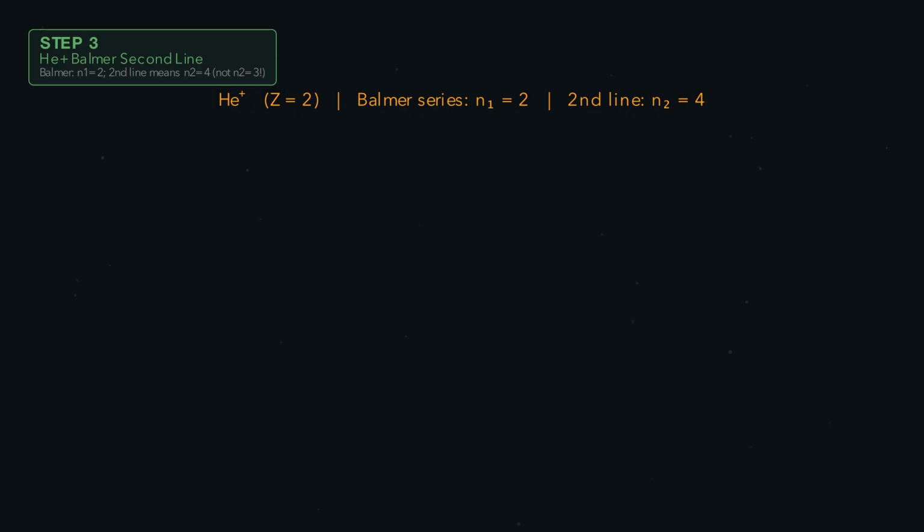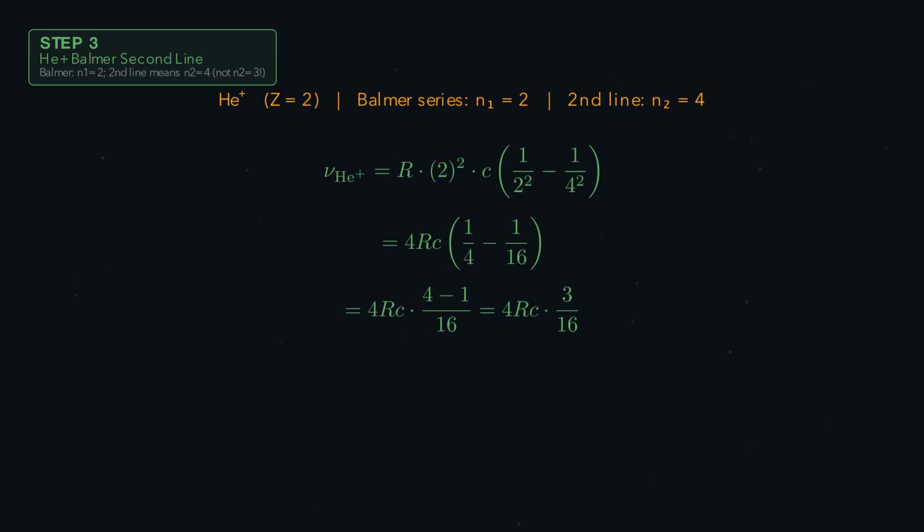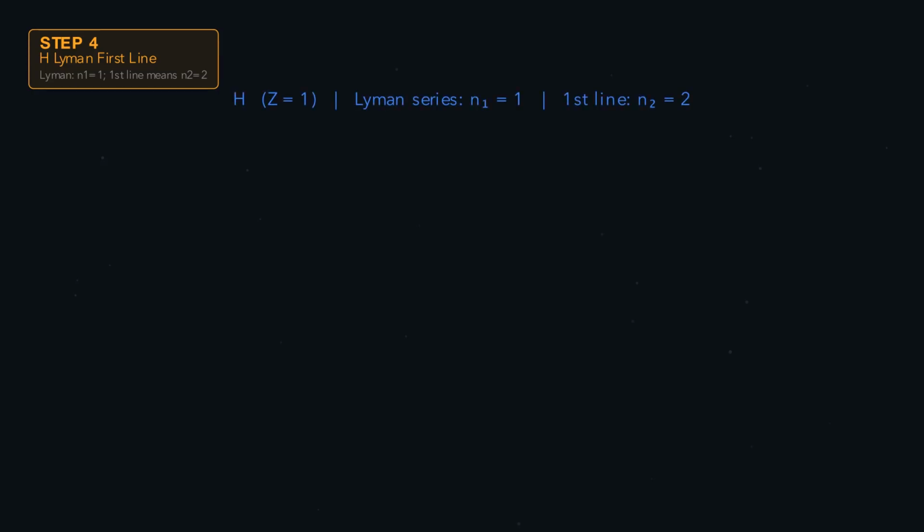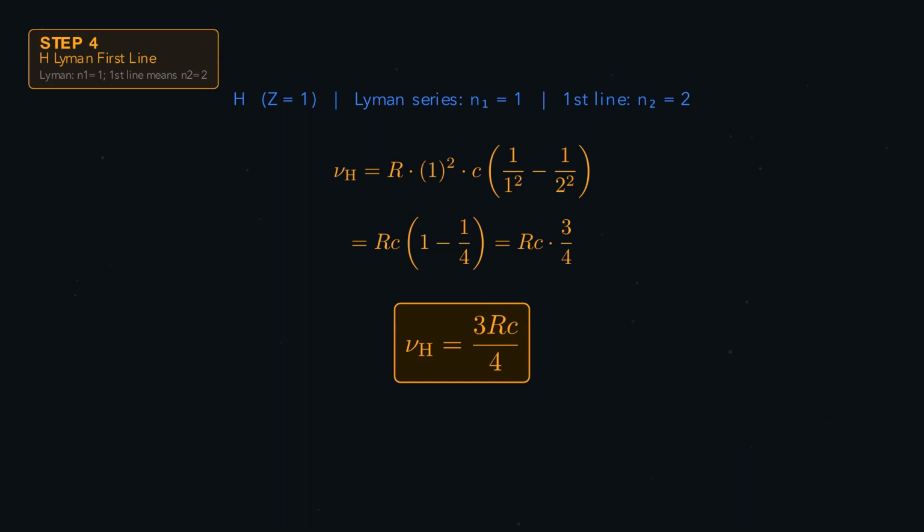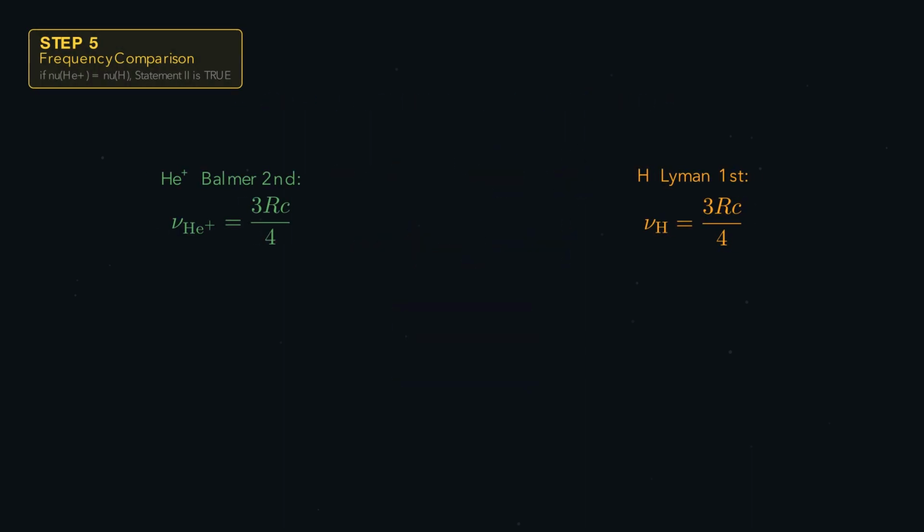Frequency equals R times Z squared times c times the quantity 1 over n1 squared minus 1 over n2 squared. Z is the atomic number, and n1 and n2 are the quantum numbers of the two levels involved. For He+, Z equals 2, the second Balmer line means n1 equals 2 and n2 equals 4. We get 4 Rc times 1/4 minus 1/16. That's 4 Rc times 3 over 16, which beautifully simplifies to 3 Rc over 4.